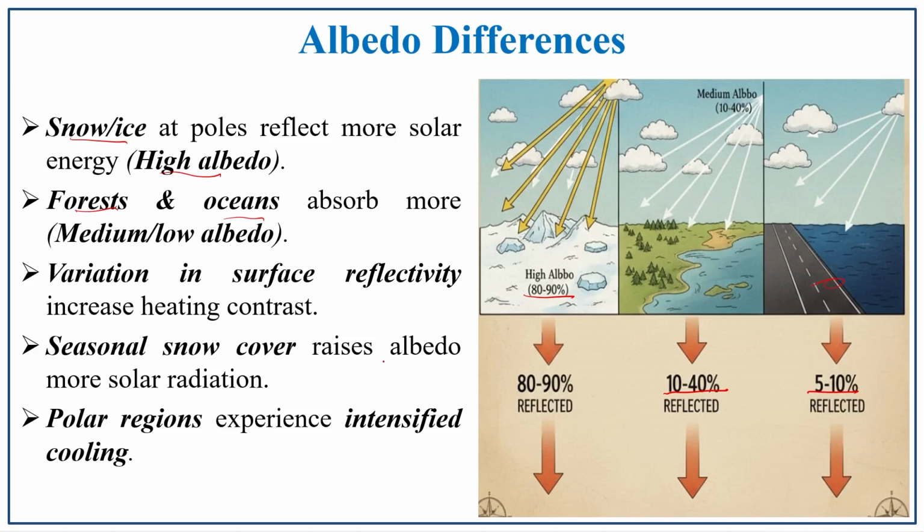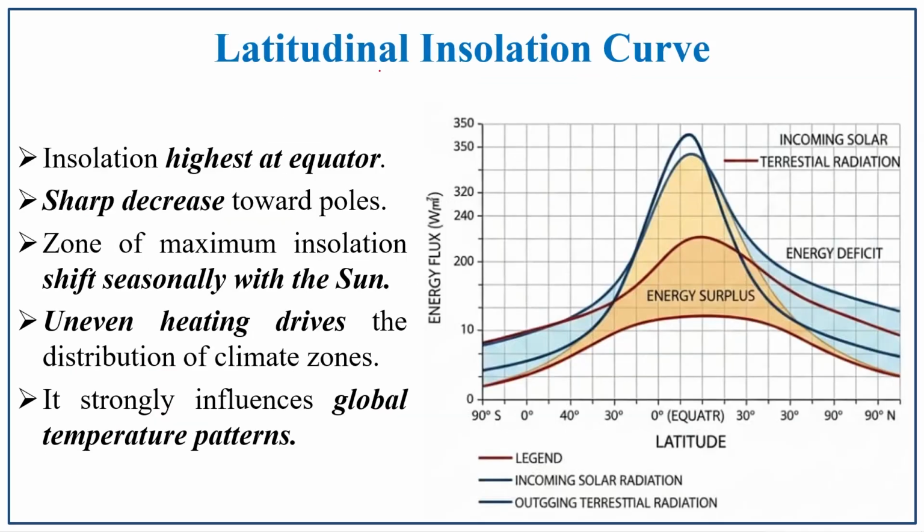The seasonal snow cover raises the albedo more in solar radiation. The seasonal snow cover affects the albedo effect also. The polar regions experience intensified cooling. So, we know that polar regions are cold regions. This is mainly because of this albedo effect, the reflectivity effect.